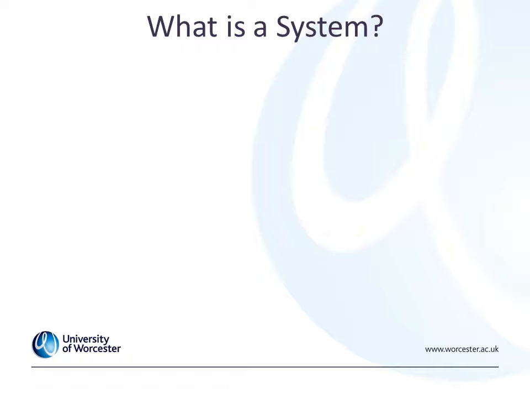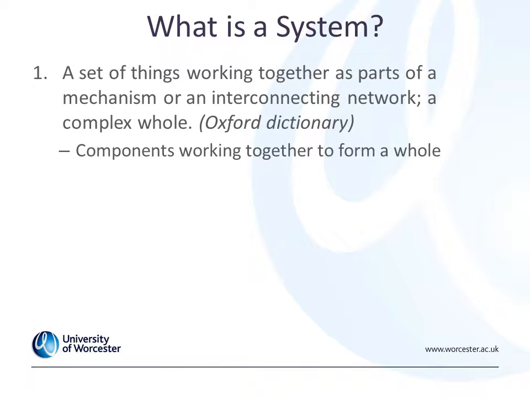Our first definition, and both of these are from the Oxford Dictionary, by the way, is a set of things working together as parts of a mechanism or an interconnecting network, a complex whole. That's systemic. So the components are working together to form a whole.